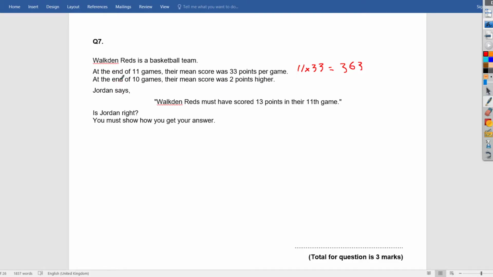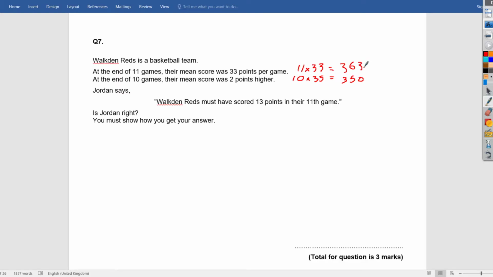Now, at the end of 10 games, the mean score was 2 points higher. So that was 2 more than that, so the mean score was 35 per game, because it's 2 more than 33, which makes it 35. So 10 times 35 is 350.